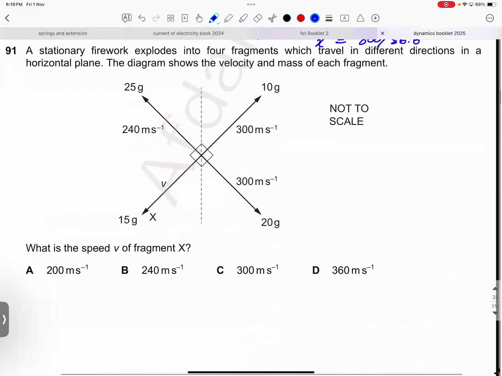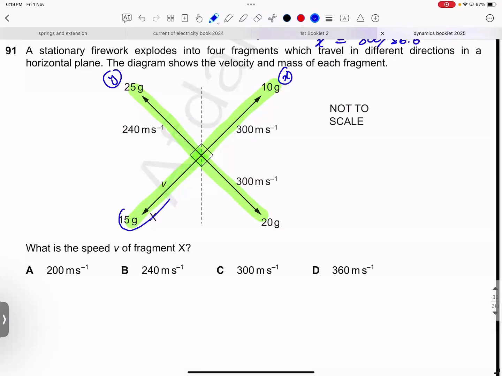Question number 91. A bit different approach I will do. I told you multiple times that whenever there is an explosion, total initial momentum is 0. So total momentum after explosion is 0, meaning opposite components should be equal. So I will not resolve. I will make this the x-axis and this the y-axis. Should I resolve? No need. They are already perpendicular to each other. The rule is opposite components should be equal. So I will say positive x is equal to negative x.